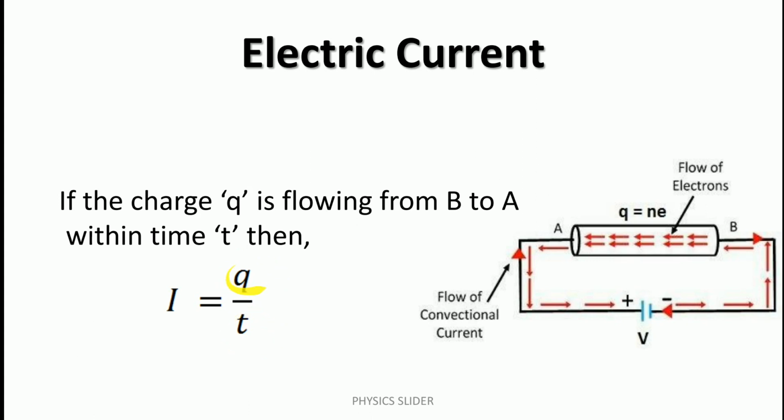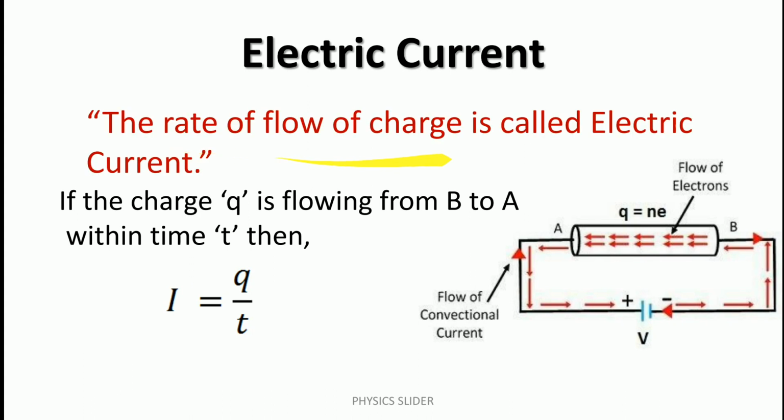Whenever a quantity is divided by time, it becomes the rate of that quantity. So this is the flow of charge divided by time, which becomes the rate of flow of charge. So we can say that the rate of flow of charge is called electric current, and this is the formula for the electric current, I is equal to Q upon T.